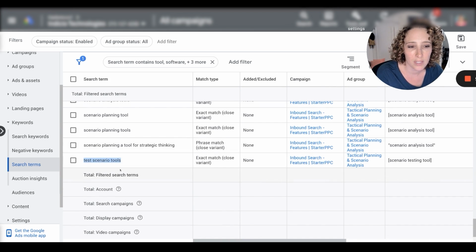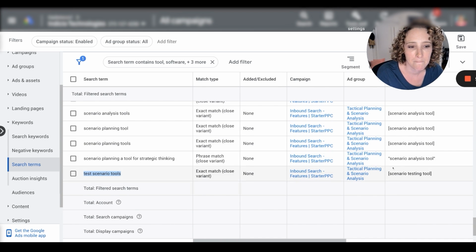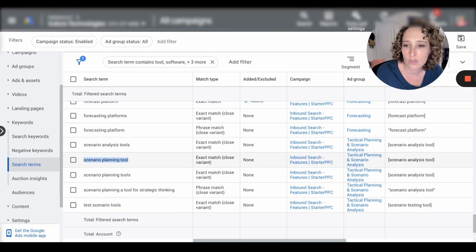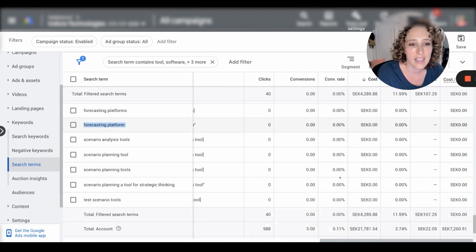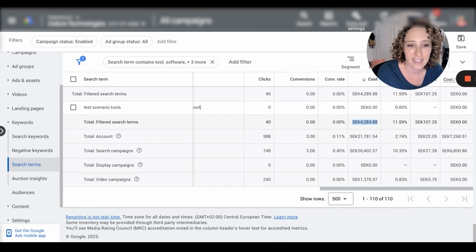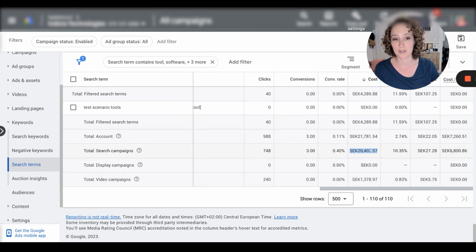Test scenario tools doesn't seem right. We should question that one. Scenario planning tool, scenario analysis tool, forecasting platform. These are good. So if we can get this 4,000 SEK to like 8,000, right? 8,000 out of the total 20,000 that we're spending in 30 days. 21,000, sorry, 22, more like. That would be higher quality leads overall, right? Because those are people that are looking for software to buy.